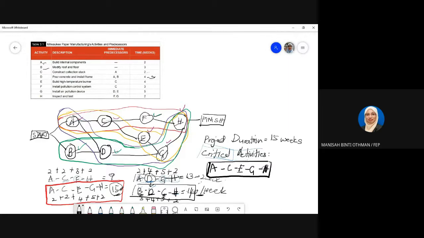Even though this path allows you to delay 2 weeks, remember you have another path that will be affected. If you delay D by 2 weeks, this path becomes 16 weeks, which is longer than the project duration. So now this becomes a critical activity. That's why, when you manage the project, you cannot look at only one path. You have to make it synchronized, so every activity in all these networks.